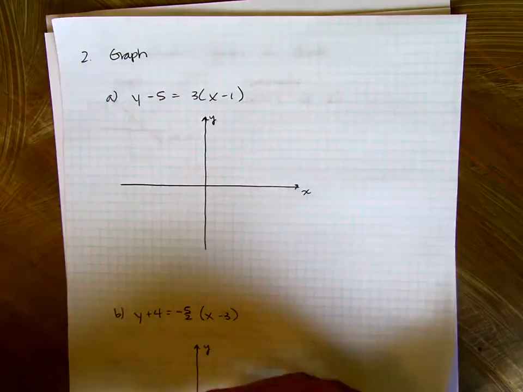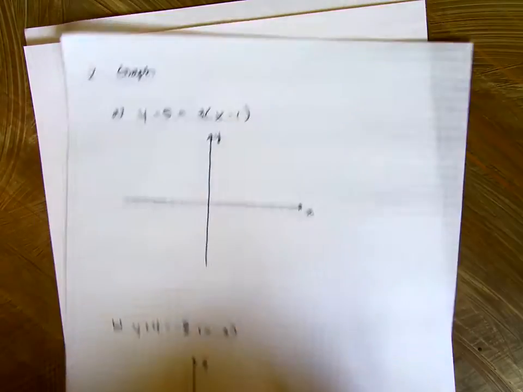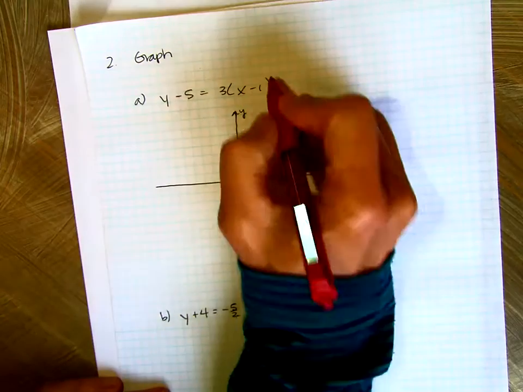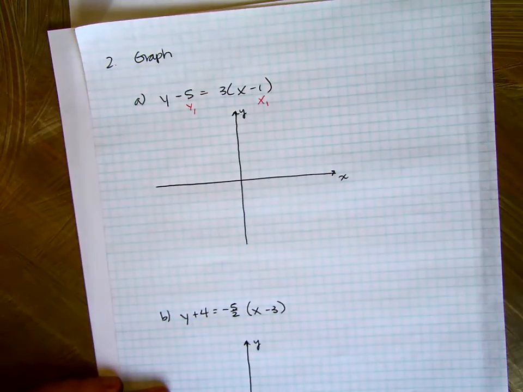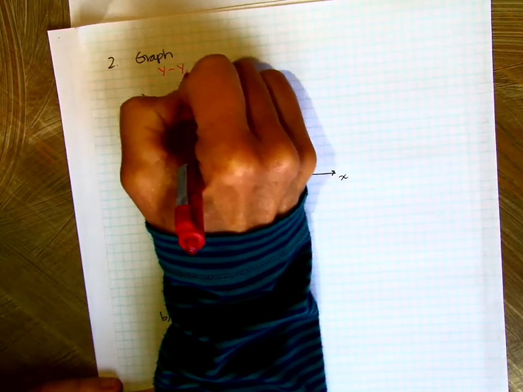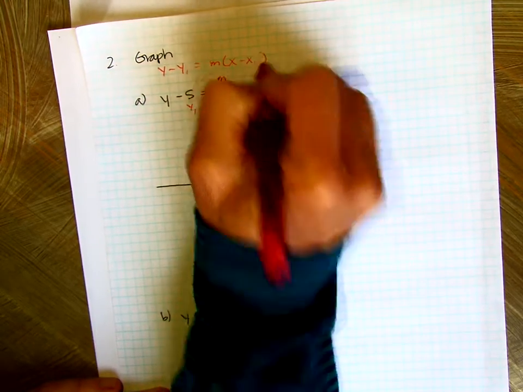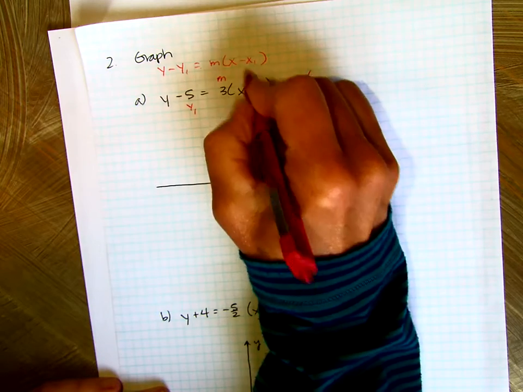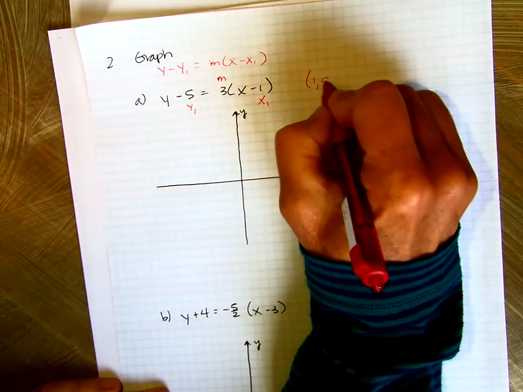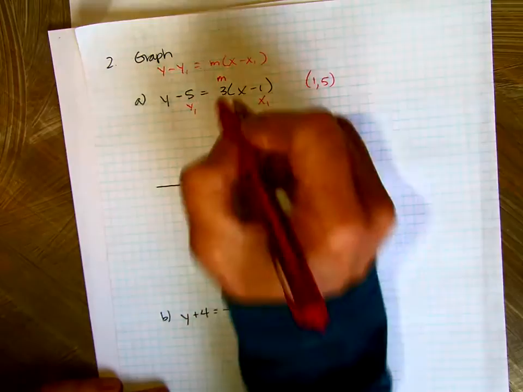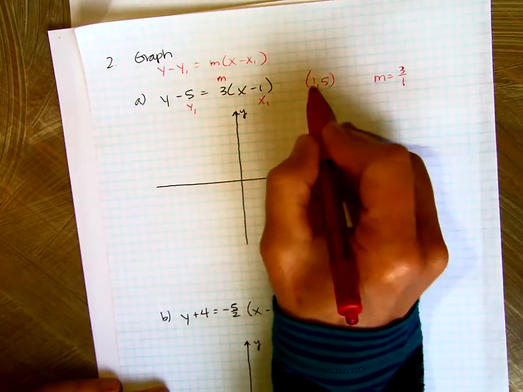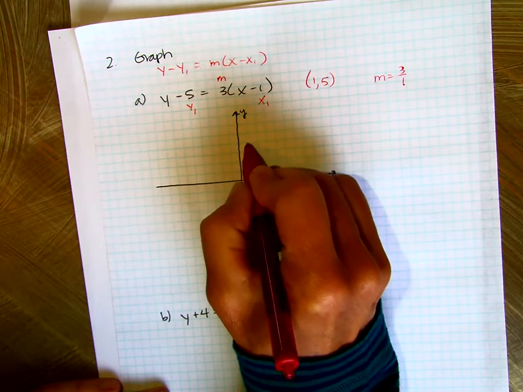So here we are being asked, I have these on top of each other, I don't usually do that. Here we are being asked to graph this equation. Well, if we notice, this is my x1, y1, and this is my slope. And I'm just going to remind you that it's y minus y1 times x minus x1. So my x1 must be positive because the sign didn't change, and my y must be positive since the sign didn't change. And then I like to write my slope as a fraction, rise over run.